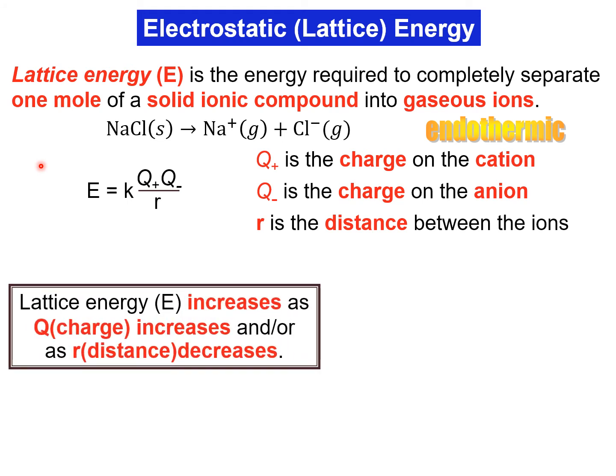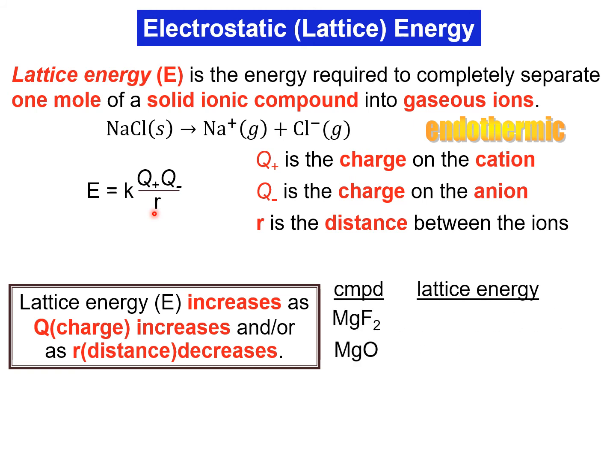One thing to notice in this formula is that the Q's are upstairs, in the numerator, which means that as the charges get larger, the lattice energy will also increase. This is simply saying that if you have bigger charges, there's more attraction between the ions. In the denominator, though, is the radius, or the distance between them. So if the distance gets smaller, if the ions get closer together, there's also going to be a bigger lattice energy.